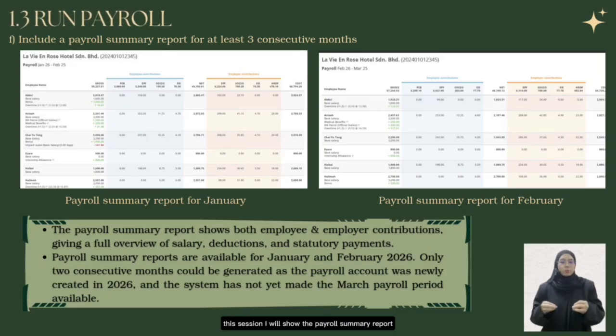In this section, I will show the payroll summary report for at least 3 consecutive months. Since our payroll account was newly created in 2026, only 2 consecutive months, January and February, are available at the moment. The payroll summary report provides a full overview of employee and employer contributions, including salary, deductions, and statutory payments.